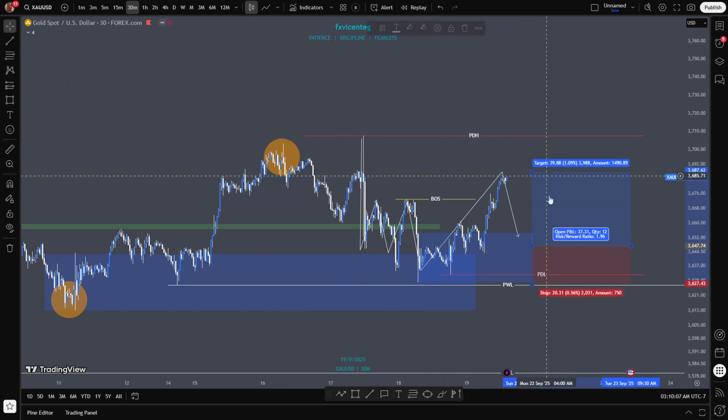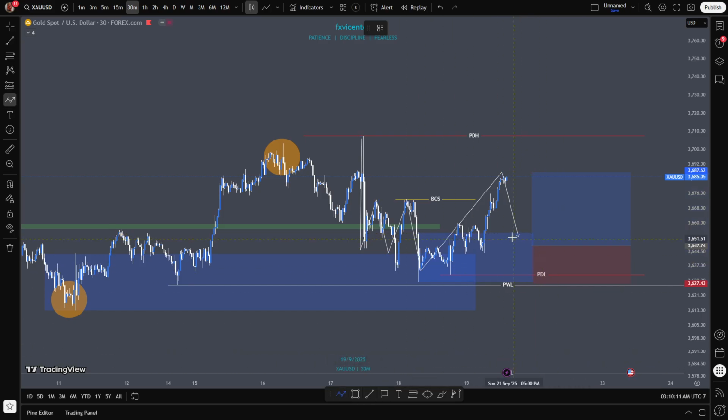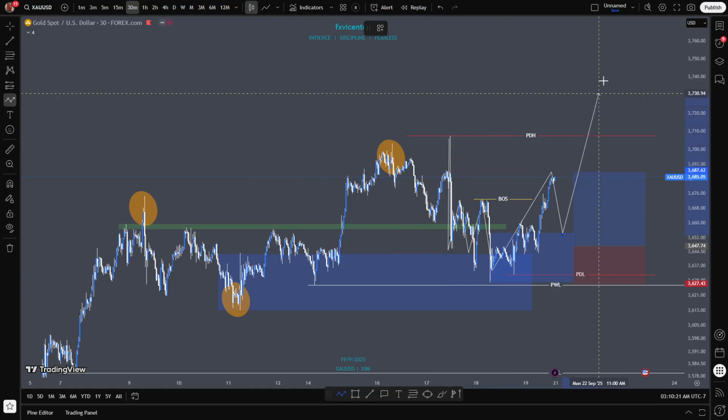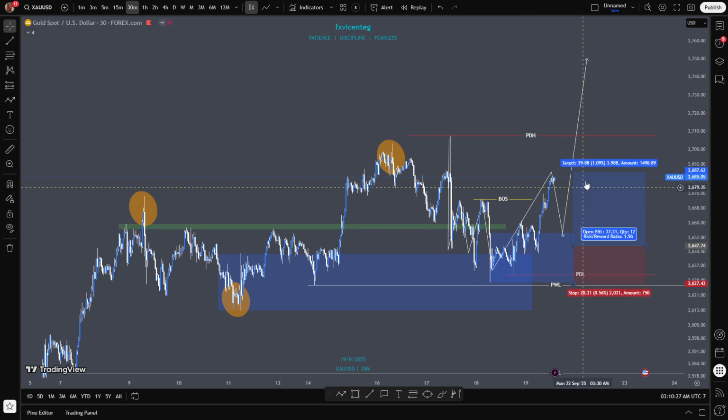So my first target, if we pull back right here to this demand, then I have 3 targets. I have my first target right here, just making a higher high above this, following this internal structure. We have the higher high of the overall 1 hour structure, and then we have the higher high, which would be targeting that psychological number. So any of those are very acceptable targets.